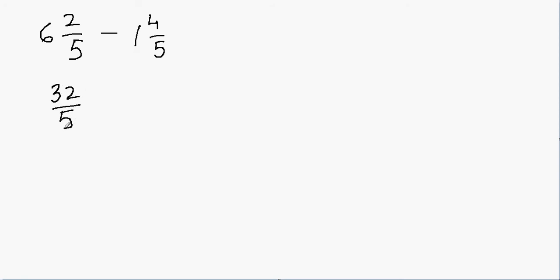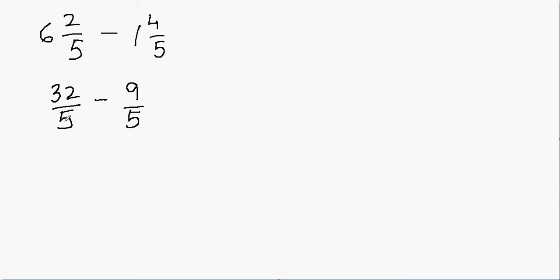So I have 32 over 5 minus, and I'm going to do the same thing on this side. I have to multiply the denominator with the whole part. So 5 times 1 will give me 5, and then I have to add it to the numerator. So 5 plus 4 will be 9. So I will get 9 here, and 5 for my denominator.